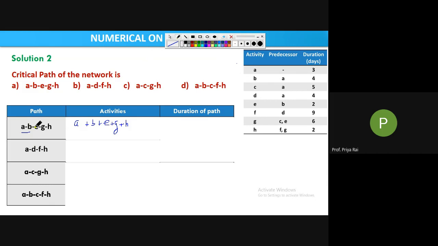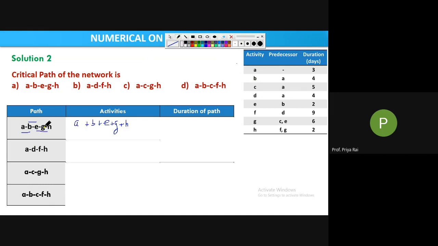Now comes B to E. That means E's predecessor is B. So E's predecessor is B. It is satisfying; this is also matching. Next, E to G. That means E will come, then G will come. The predecessor of G is E. It is satisfying. So this is also satisfying.